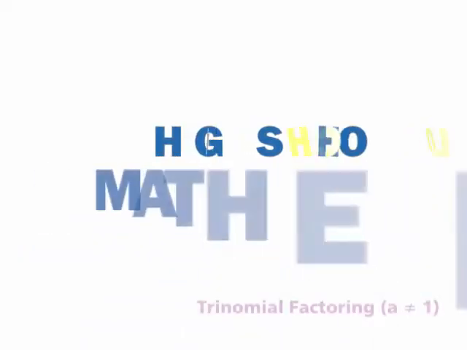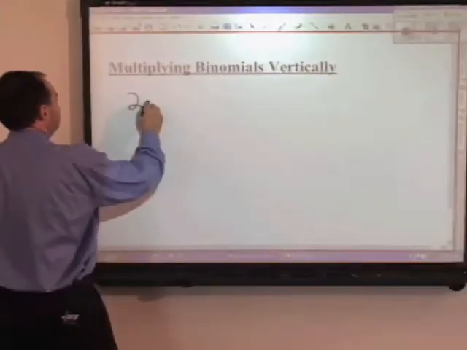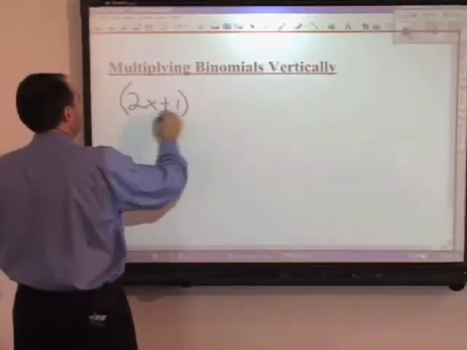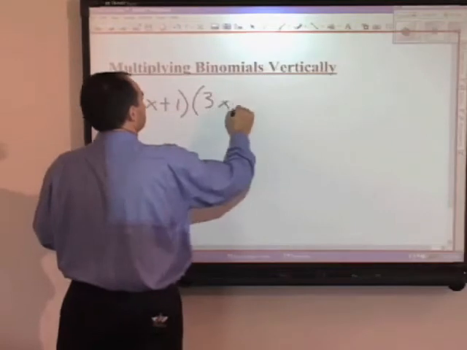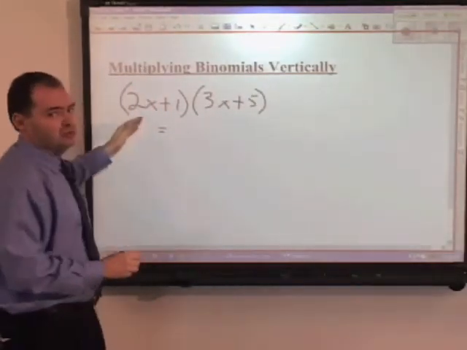In this segment, we will look at the factoring of trinomials of the form ax squared plus bx plus c, where the leading coefficient is not 1. We know how to multiply two binomials together. In fact, many of us refer to the process of FOIL when keeping ourselves organized in doing this.